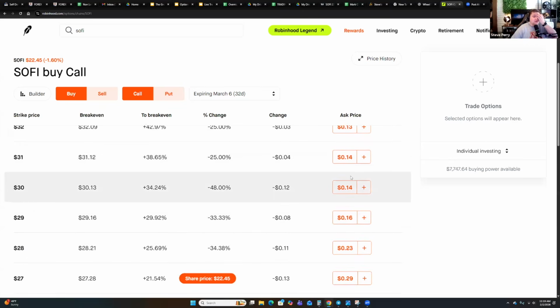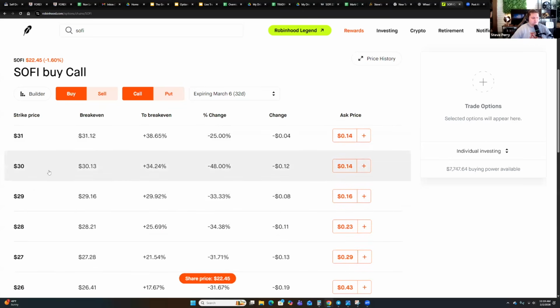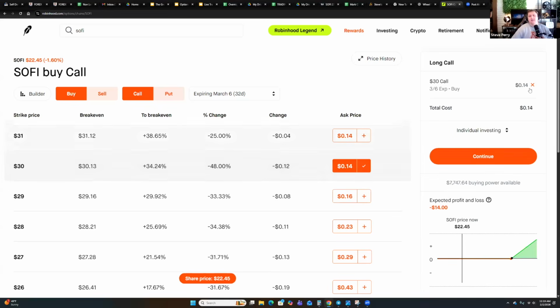Why do I say that? Well, for example, this one is $30 a share in 32 days. Currently, the price is at $22.45. So if I buy that out of the money, OTM, call option, if I click that, it's only going to cost me 14 cents a share. It's hardly anything. It doesn't cost a lot at all.